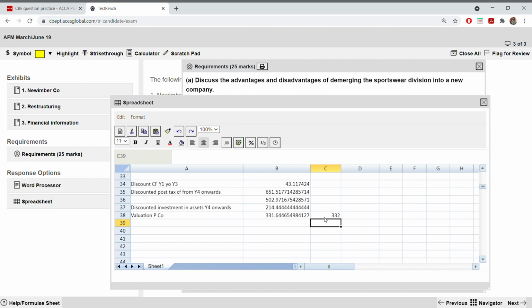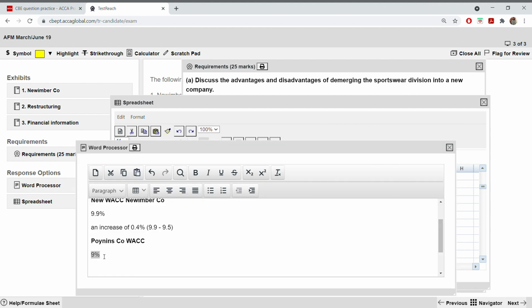Okay, so now let us go to the word and write, copy, paste. Here it's not WACC, here it's valuation. What is their valuation? It is 332 million. So dollar 332 M. Write the currency and write it. It's in millions. Don't just write 332.